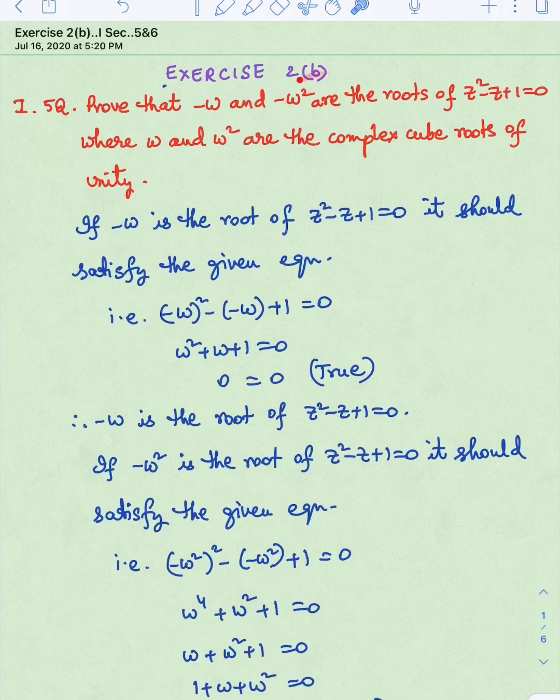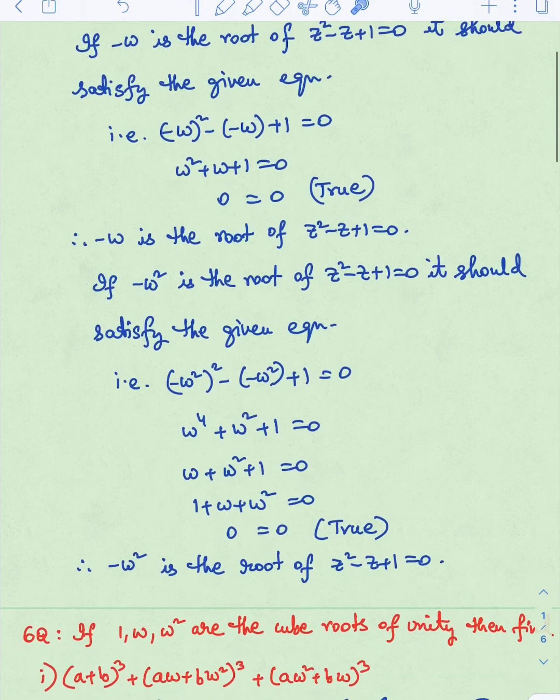And one more root is minus omega square. Is it a root or not? We have to prove that these are the roots. So second one, minus omega square. If minus omega square is the root of the given equation, it also should satisfy the given equation. That is, in place of z, put minus omega square in it.